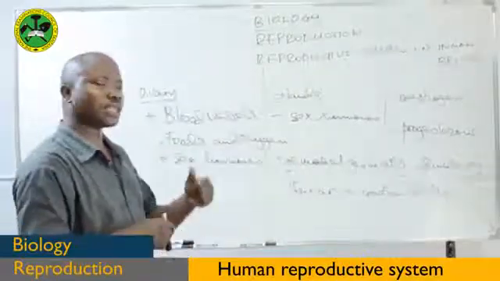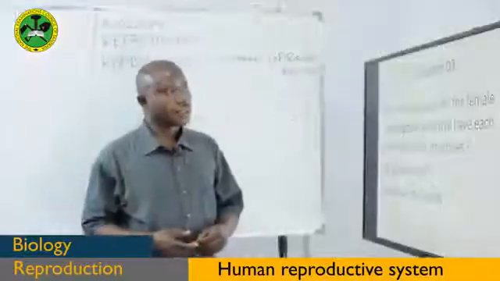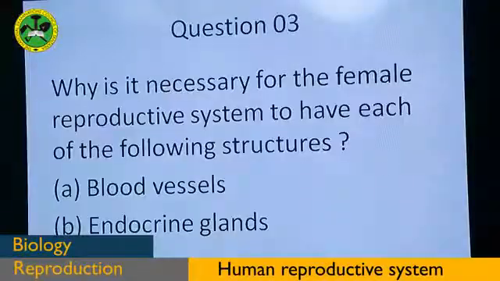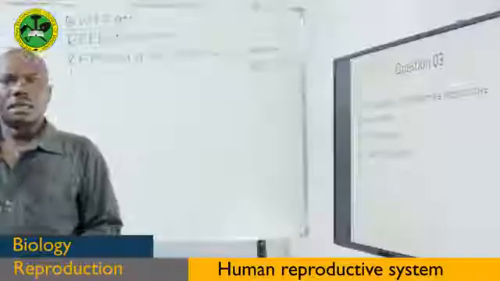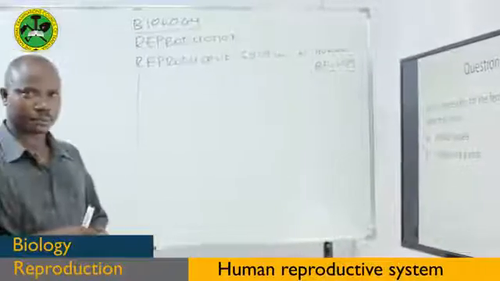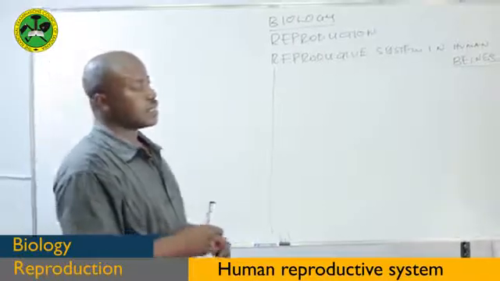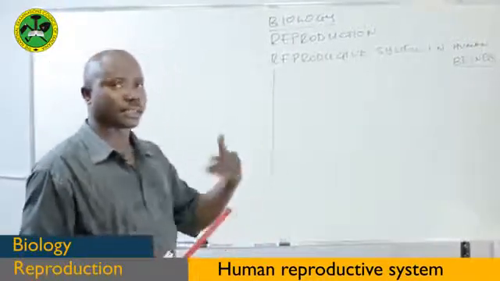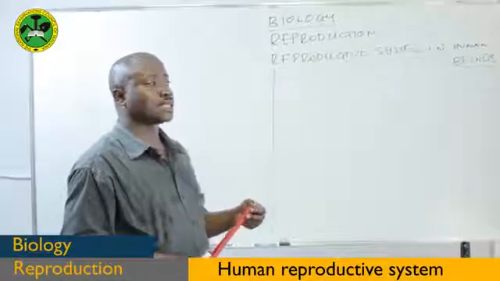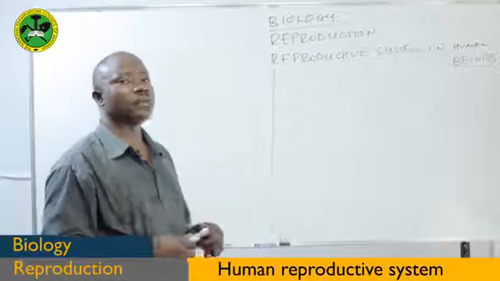And this will be question number 3, which reads as follows. Why is it necessary for the female reproductive system to have each of the following structures? A. Blood vessels. B. Endocrine glands. This is not a new concept since I started presenting these concepts. This can be answered with reference to what I answered to the question that arises in the male reproductive system.